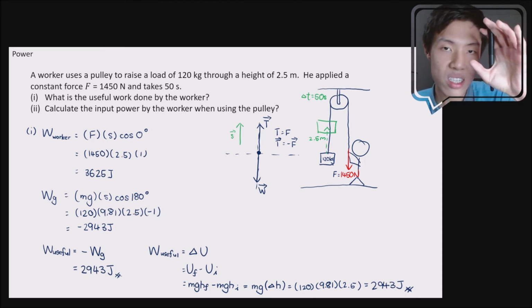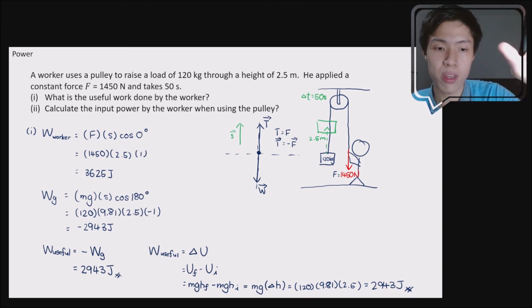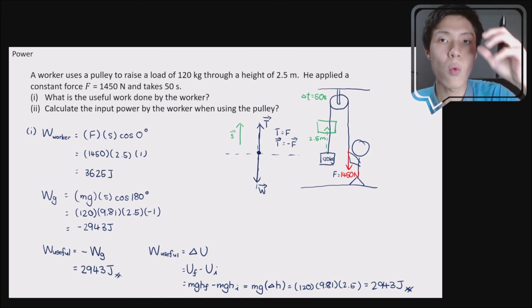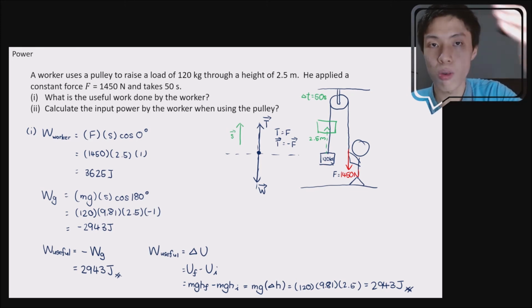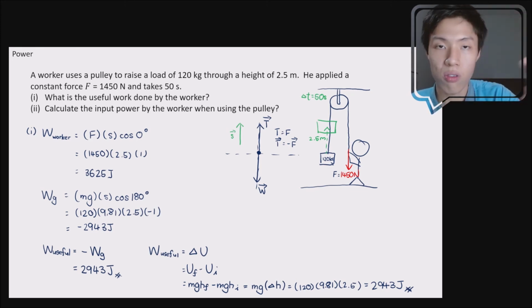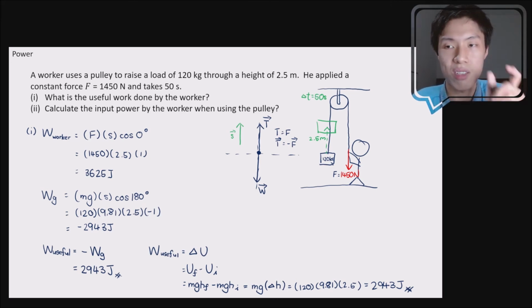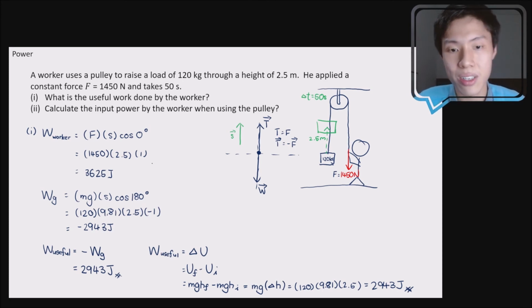Technically, the purpose is to raise the object by 2.5 meters. So if you just check the change in the potential energy when this object rises by 2.5 meters, the amount of change of gravitational potential energy is equivalent to the useful work done. Okay, it's quite complicated to explain the word useful, but I hope you get the idea.